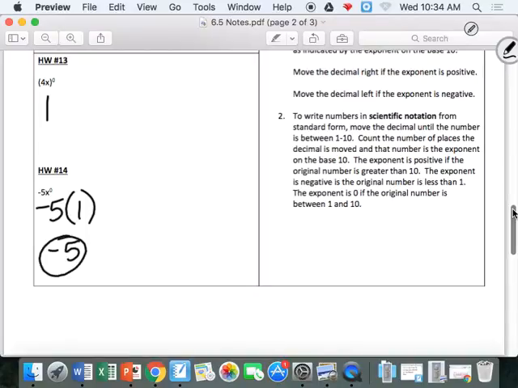Does everybody see the difference between 13 and 14? On 13, all of it was in parentheses, and everything had a 0 power on the outside of the parentheses. On number 14, there wasn't a parentheses, so only the x was to the 0. Okay? So both of these became a 1 on 13. On 14, only the x did. Okay? Because of the parentheses.